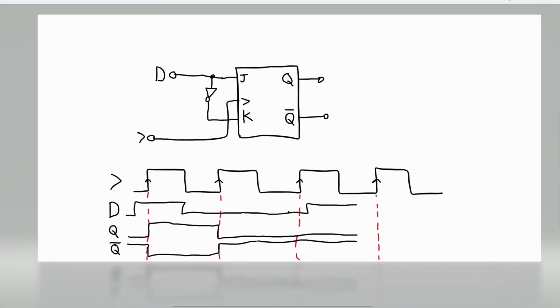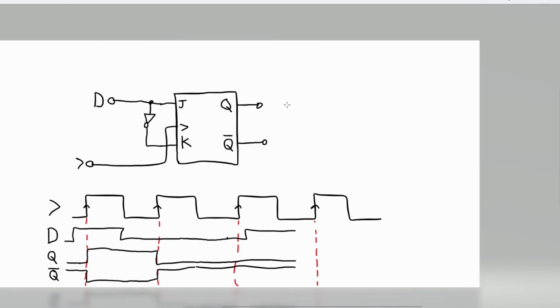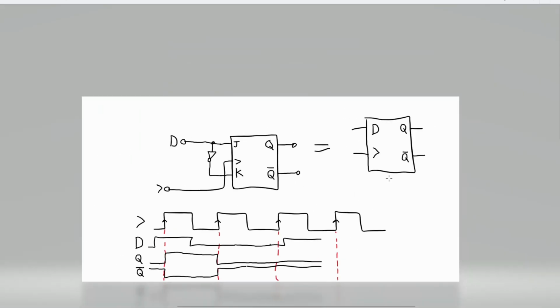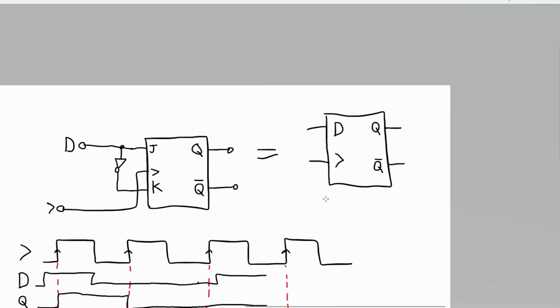So this is a very useful gate to use. And the symbol would look like this. So that's that, and you can make a T flip-flop by connecting Q bar to D.